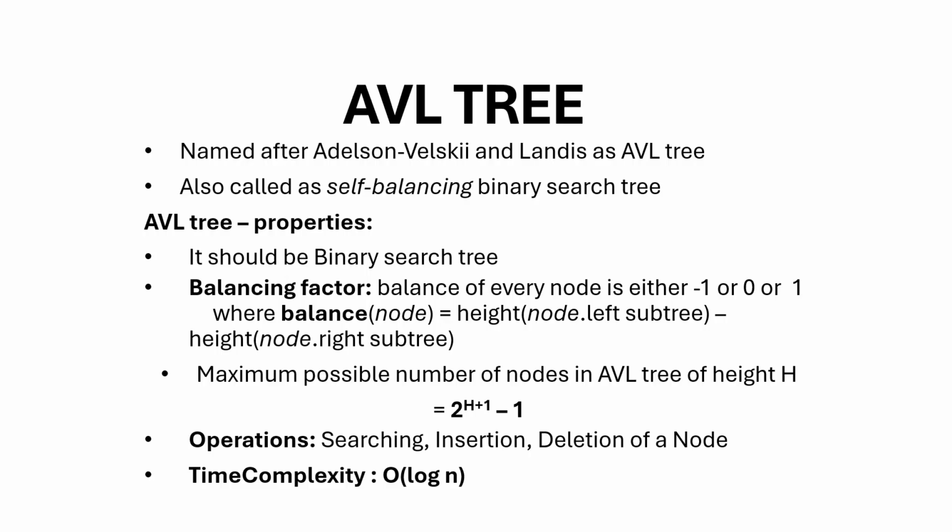The maximum possible number of nodes in an AVL tree is 2^(h+1) - 1, where h is the height. The operations we can perform are searching, insertion and deletion of a node, and the time complexity is order of log n, because we keep on dividing by 1/2. Either I can go to the right-hand side or the left-hand side, and in the subtree also I go left or right. So it's order of log n. These are the introduction to AVL trees.